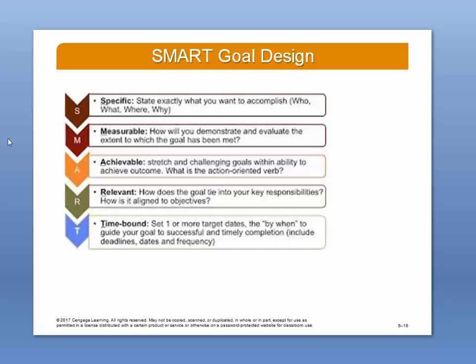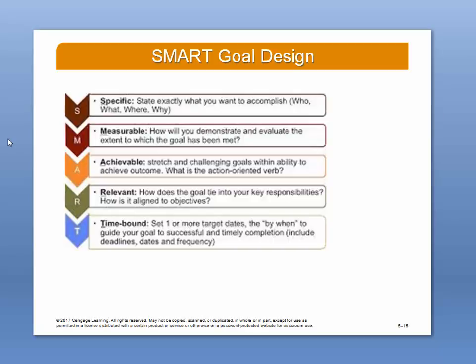All right. Achievable: improve customer satisfaction. So a stretch and challenging goal within the ability to achieve the outcome. Do I have the ability to make that happen? What's my technique? How am I going to improve customer satisfaction? If I say, hey, we should do this for our customers, we should do that for our customers, and none of it happens, I'm going to have a hard time buying into the fact that my goal is achievable if you don't let me do anything inside the organization to change our processes or to change our relationships to our customers.